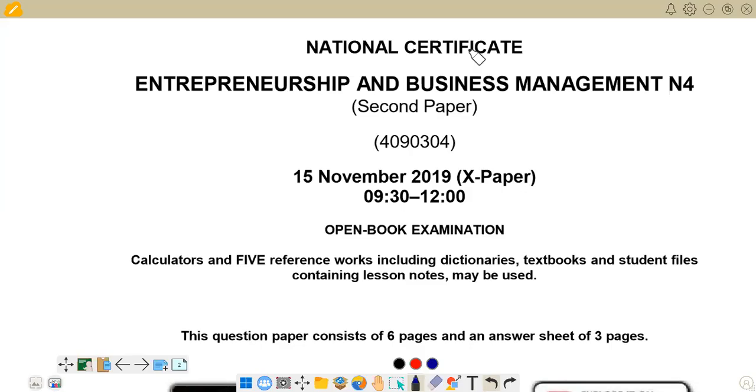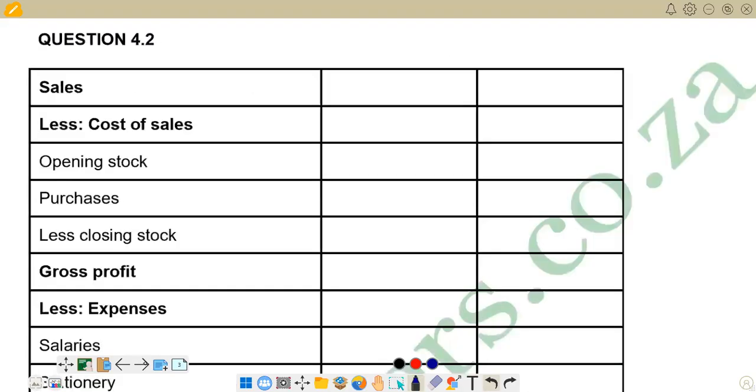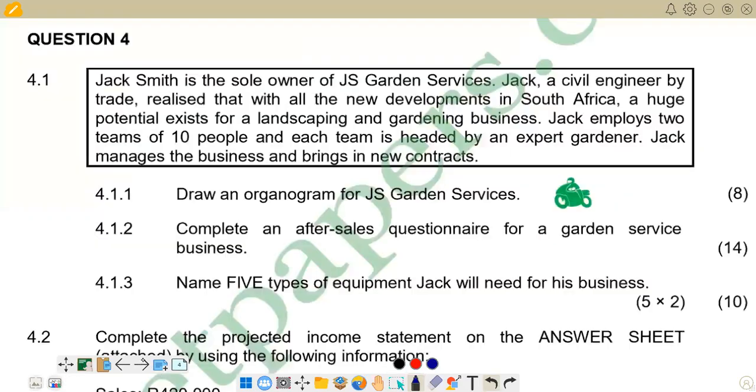We are still working on a question paper of November 2019. So today we want to look at question 4 on that question paper. So we can go to our question paper, to our question. So we are here. This is our question 4.